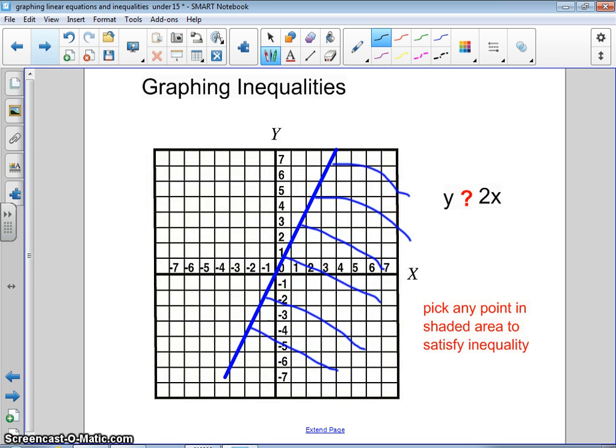Take a look at this graph right here. We know that y is in a relationship with 2x. We just want to know whether we're putting in a less than, a greater than, a less than or equal to, or a greater than or equal to. Well, this is a solid line, so the line is part of the answer. It's going to have an equal part, and it's shaded down. So this one is going to be y is less than or equal to. Solid line shaded down.